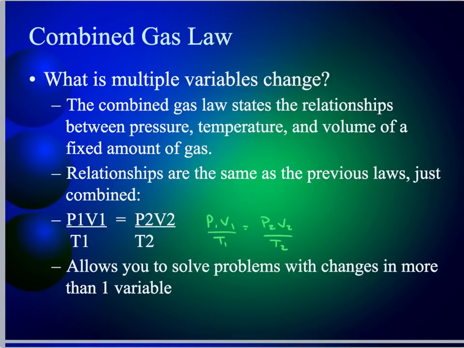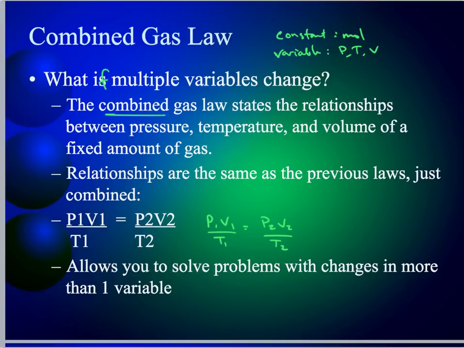What if multiple variables change? The combined gas law, so this is the last one listed here, states the relationships between pressure, temperature, and volume of a fixed amount of gas. So the thing that is constant in a combined gas law problem, there's only one thing, moles. The variables are 3 things here. Pressure, temperature, and volume can all be changing. So what happens if you're changing multiple things at once? That's what the combined gas law is for.